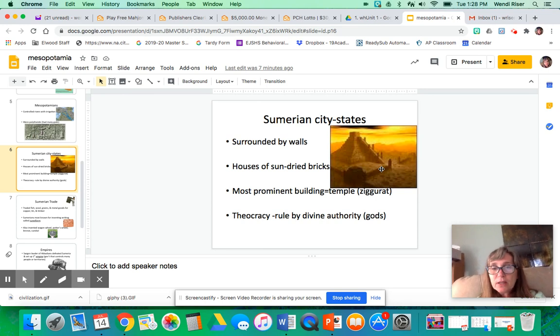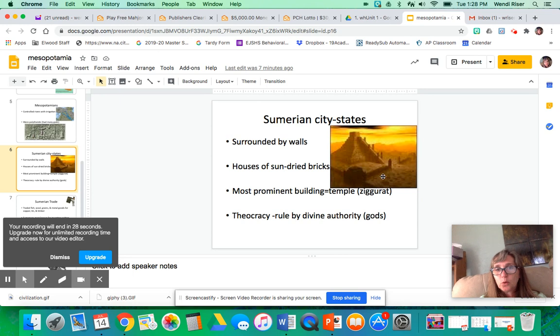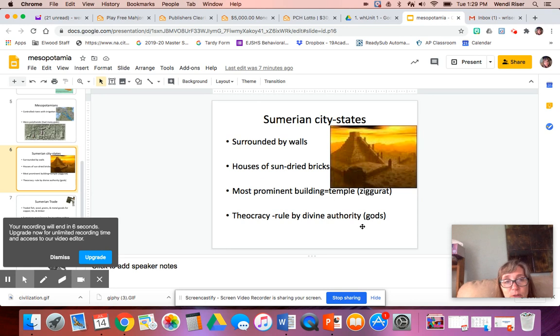It's possible that they were trying to get closer to the heavens, which is where they believed the gods were, trying to get above everything, kind of a more than earthly type of thing. We don't know. They are a theocracy, which means they are ruled by divine authorities. Even though they had a ruler, they believed that the gods really controlled everything. And that's what a theocracy is.